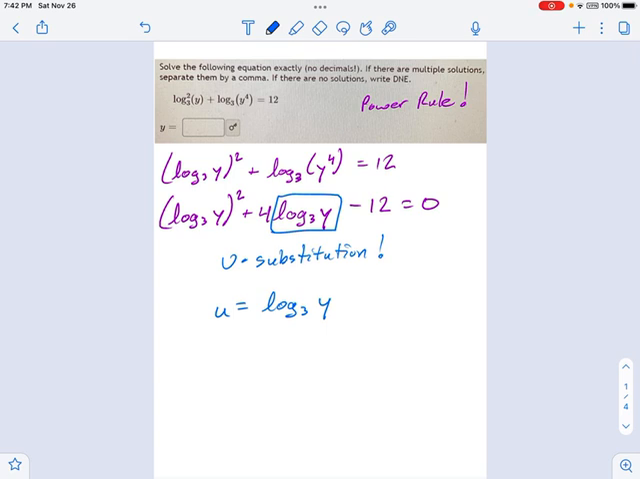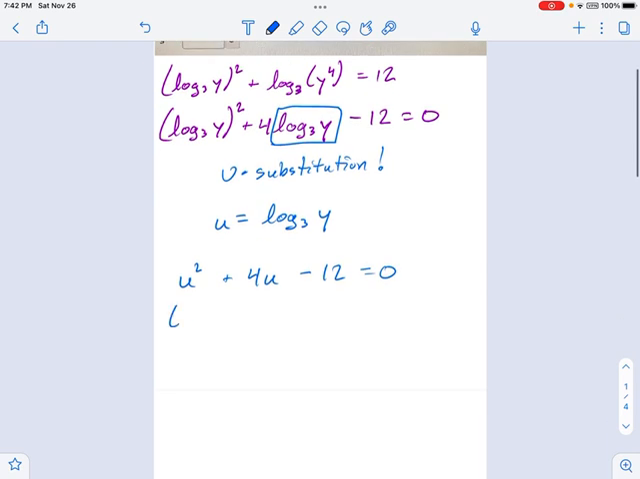Okay, we'll make that substitution, and look what we get. It's going to be u squared plus 4 times u minus 12 equals 0. And now factoring is a breeze. We've done this a ton of times. This is just going to be u plus 6 and u minus 2 equals 0. Well, now I'm going to use the zero product theorem to solve this one right here and this one right here. I'm going to set each of those equal to 0.